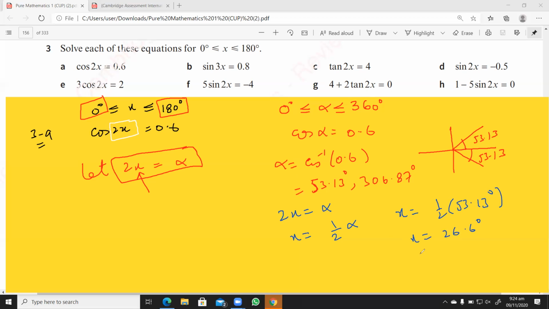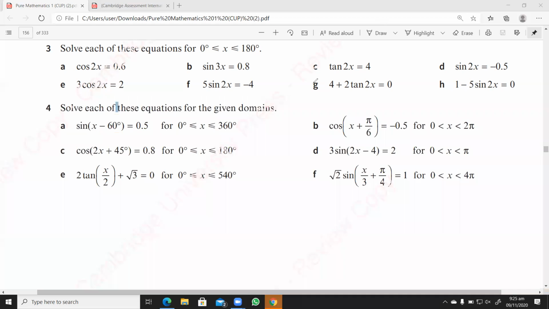26.6 degrees. And the half of the other value is going to be 153.5. So these are the two values, these are the two solutions of this equation over here. Got it? I'll be doing one more part and then you will practice this, okay? I'm going to remove this. Can I remove this? Okay. Oh, everything is gone.